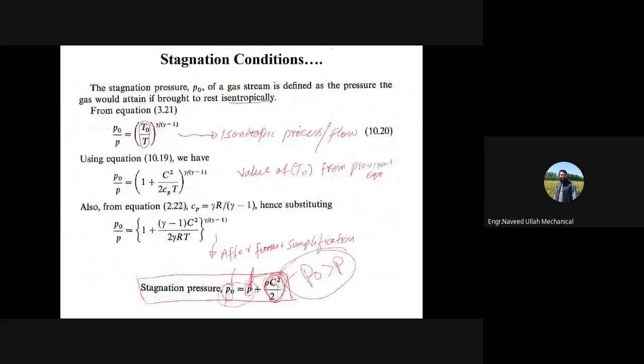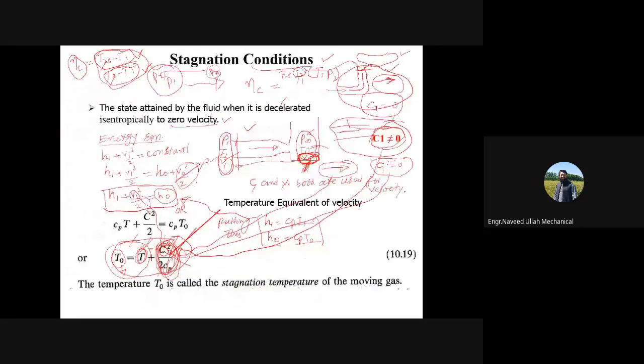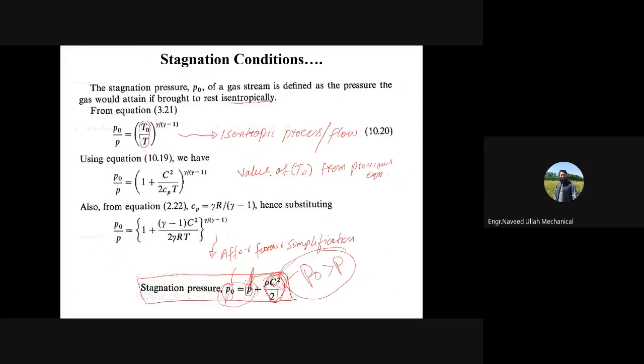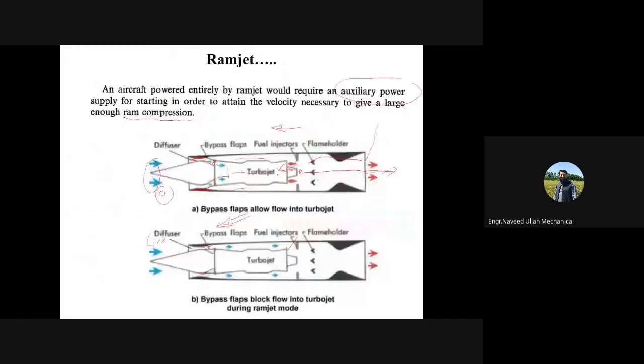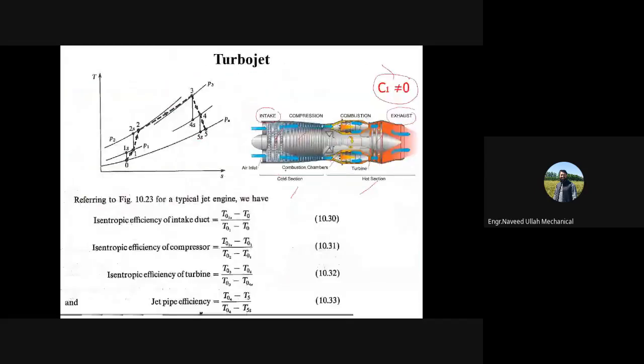You need to use stagnation. Now this velocity c, in case of turbojet or ramjet or something like this, is not negligible. So instead of T, you need to use stagnation temperatures. ठीक है, तो इसलिए जो फार्मूले हमने ऑलरेडी डिवेलप किए हैं, आपकी बुक ने भी इस तरह किया. अच्छा, बस उन फार्मूले को आपने अल्टर करना है, चेंज करना है.